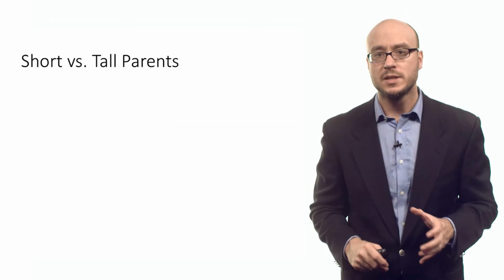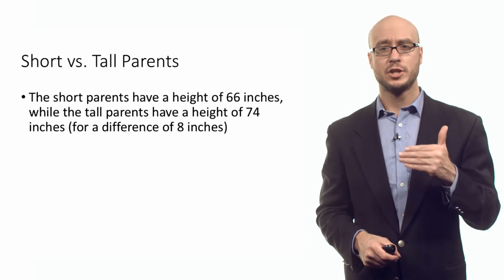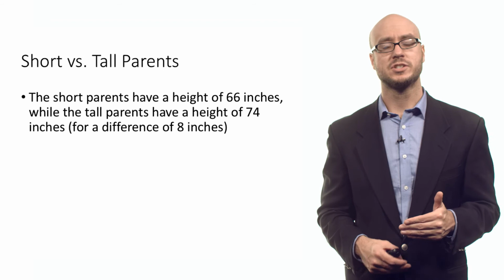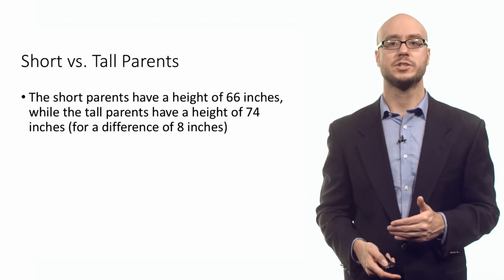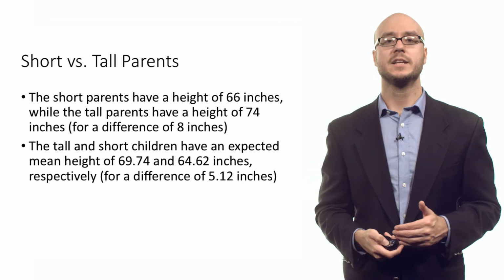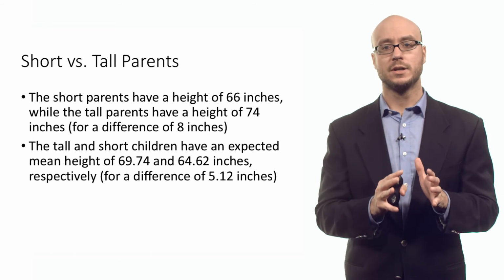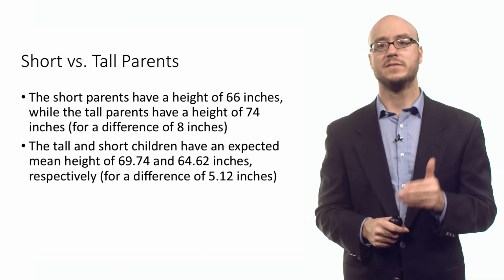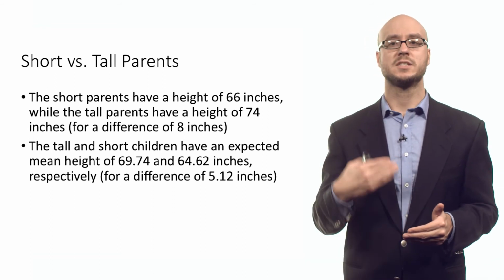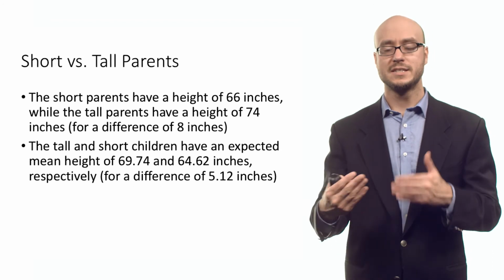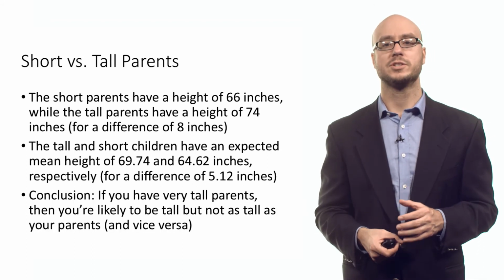You can see here a pattern when we compare short versus tall parents. The short parents have a height of 66 inches, while the tall parents have a height of 74 inches. That's a difference of 8 inches. The tall and short children have an expected mean height of 69.74 inches and 64.62 inches. That's a difference of about 5.12 inches.